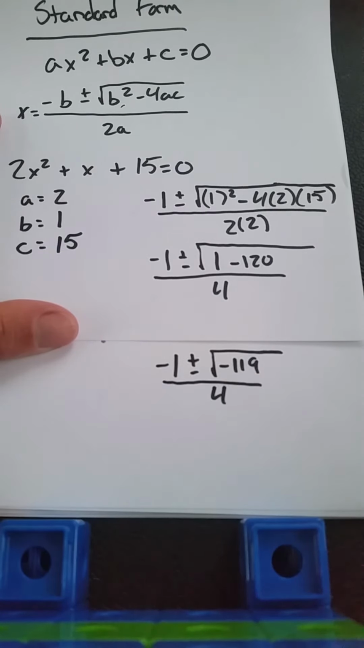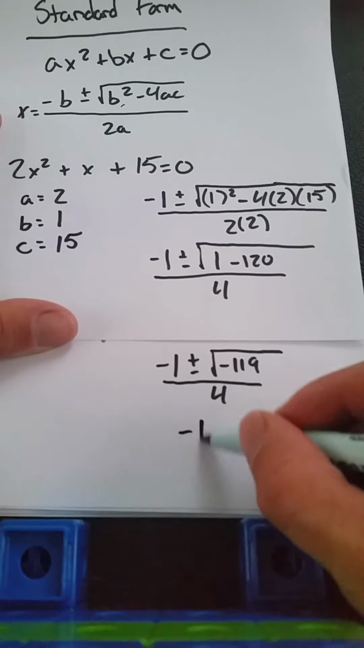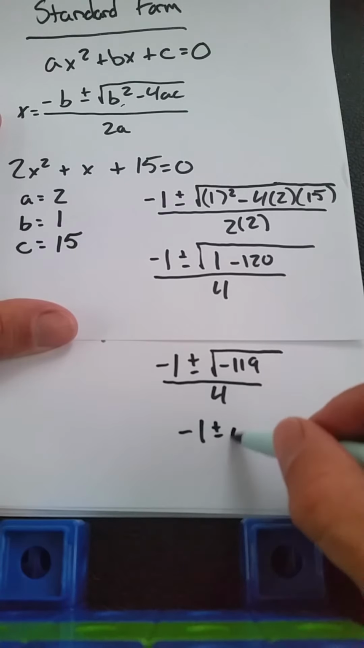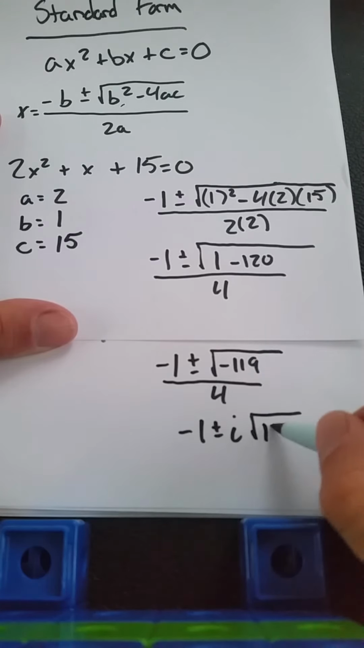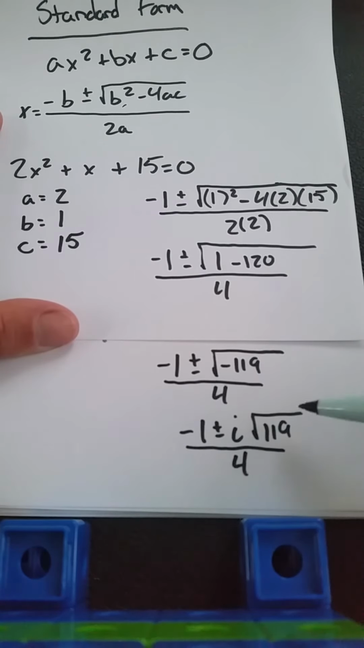And as we've talked about before, you cannot have a negative underneath the radical. So what we end up with is -1 plus or minus i square root of 119 over 4. Now, we can try to simplify the square root of 119. However, the square root of 119 does not simplify. That's in its simplest form. So we're going to leave it alone like that.